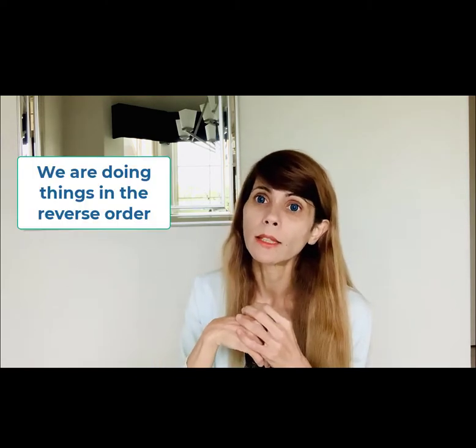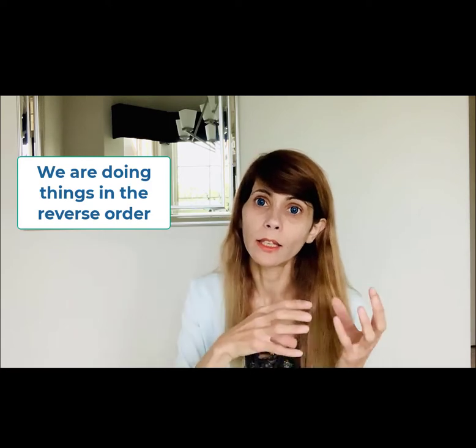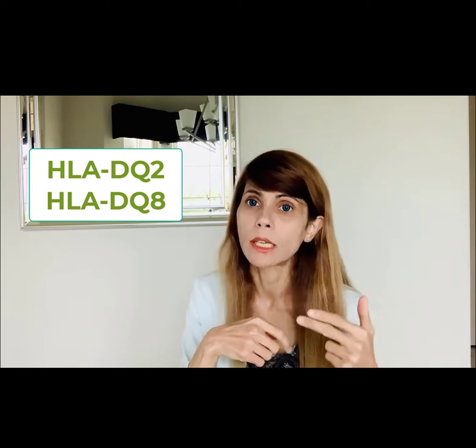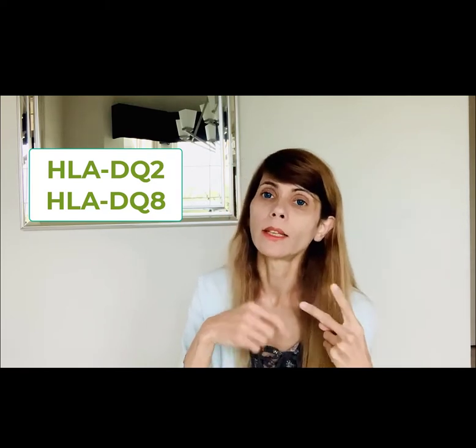Now, the reason why I'm saying that we are doing things in the reverse order for celiac disease is because celiac disease is highly genetically determined. There are two specific genes that determine whether somebody will develop celiac disease or not. These are the HLA-DQ2 and HLA-DQ8 genes. If these two alleles are present, then there is a very strong likelihood that the patient will develop, not necessarily early on, but in their lifetime, celiac disease or gluten sensitivity.